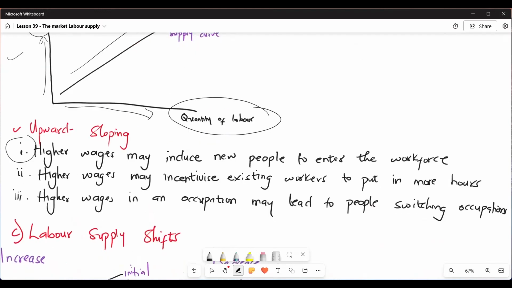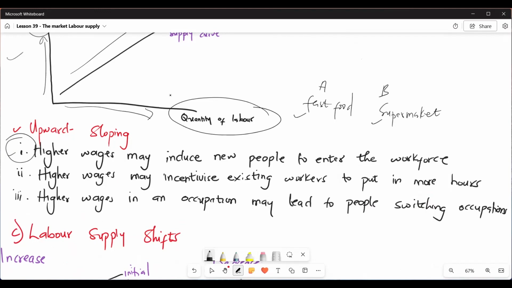The first reason is shown here, which is that higher wages may induce new people to enter the workforce. An example is if we consider two markets, market A and market B, or in this case, one occupation and another occupation. They could be related, or they could be two different occupations. Let's say we have fast food and supermarkets. There are workers who work in the fast food industry, and workers who work in the grocery market or just a supermarket in general.